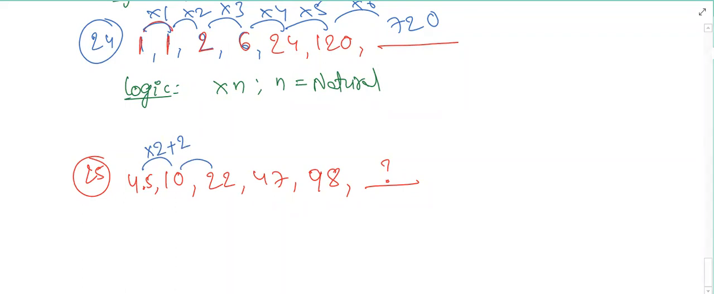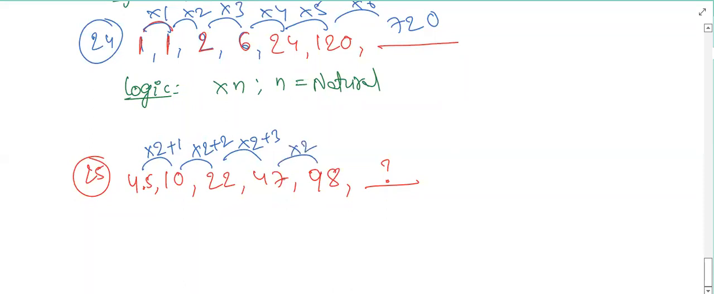4.5 2s are 9. The first one is into 2 plus 1. The second one is into 2 plus 2; 10, 2s are 20. The third one is into 2 plus 3. Into 2 is common. Now 44 plus 3.